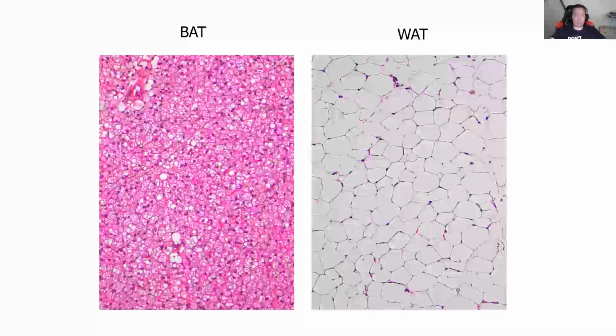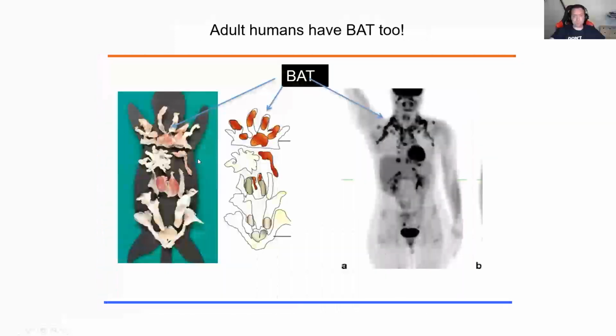Histologically, it looks like this. BAT differs from WAT in that WAT is made up of large unilocular, as in they have one lipid droplet, adipocytes, whereas BAT has many smaller adipocytes with lots of little lipid droplets. BAT is found in mice, but we now recognize that it's also in adult humans.